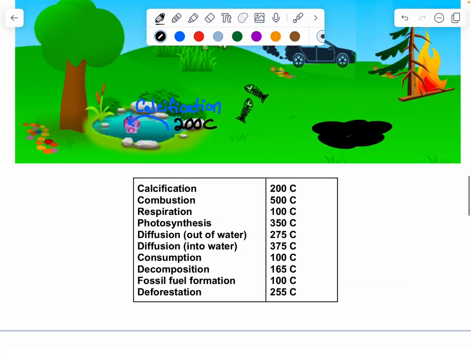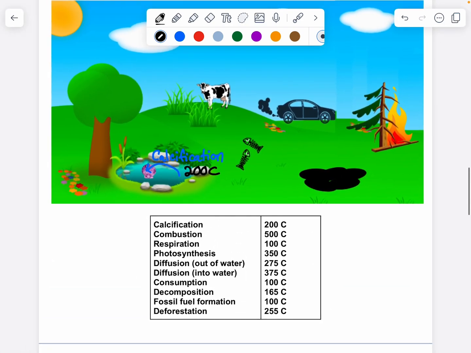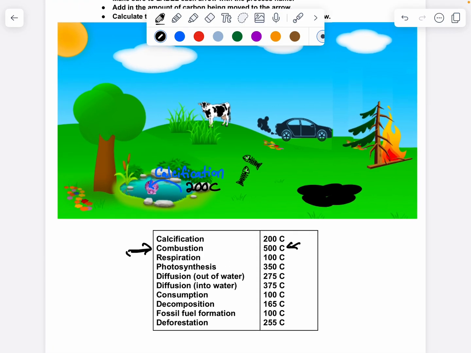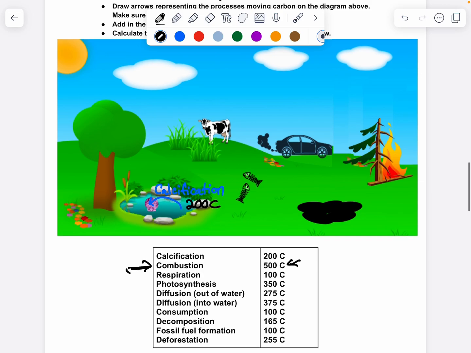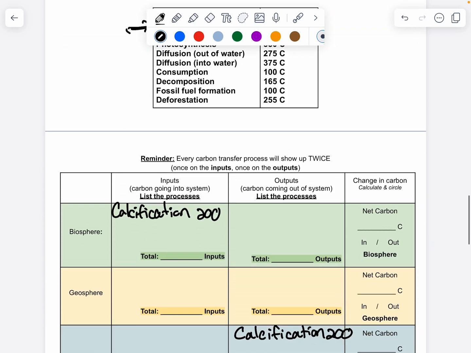Okay, let me do one more with you here. Let's do combustion. Combustion right here, 500 units of carbon. So for combustion, it's going to be shown right here. This is combustion. And it is 500 units of carbon. So it's going from the geosphere, from the fossil fuels, to the atmosphere. So I'm going to keep that in mind when I put that in down here.